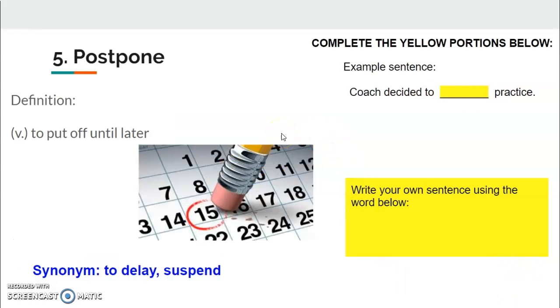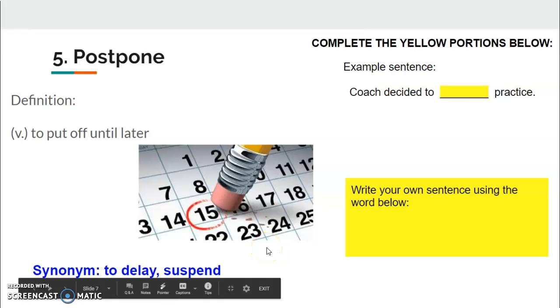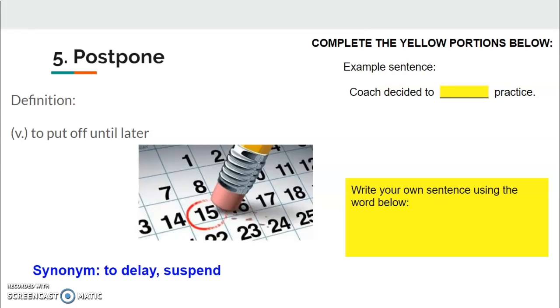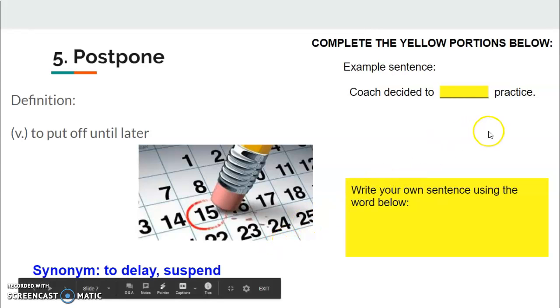Number 5, postpone. Postpone is a verb. When we postpone, we put it off until later. You delay it, you suspend it. So it's not happening right now. You reschedule. Coach decided to postpone practice. Maybe there was a storm and it was too rainy to play soccer that day, so he postponed it to the next day. You want to think of an event that was supposed to happen, but it was postponed, it was delayed, because something else happened that caused it not to be able to occur.